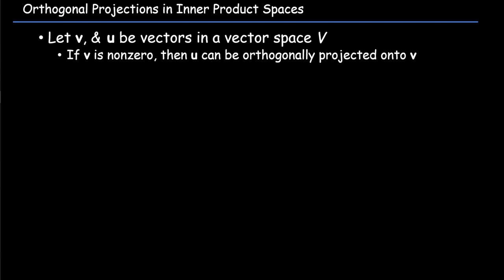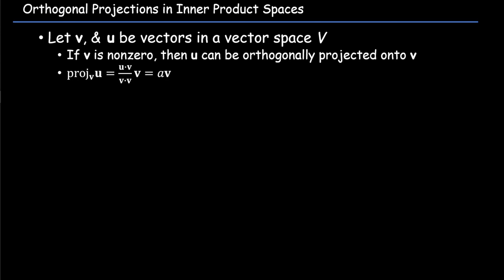To find the projection, it is simply given as the projection of u onto v is equal to the dot product of u and v divided by the dot product of v with itself, multiplied by the vector v. And because u dot v over v dot v gives you a scalar, we can just substitute that in as a.